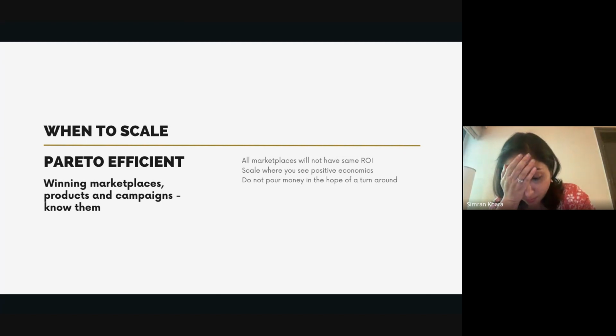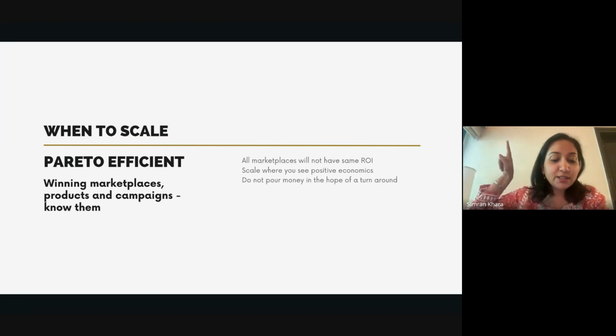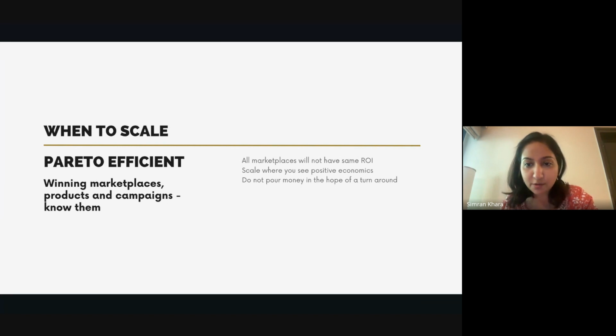Yeah, so understand what is your CM2 and be honest about it. Don't say, arre woh brand tha toh main usko minus kar rahi hoon, maine woh discount isliye diya tha kyunki woh May 8 deal tha. No, just the real actual economics of that marketplace. If it is negative, then you can certainly not double click on it. Don't believe that it will be positive next month. That will not happen. But the marketplaces where you are seeing certain ROI, and that ROI can be 1%, it can be 2%, it can be 3%, that's totally fine.